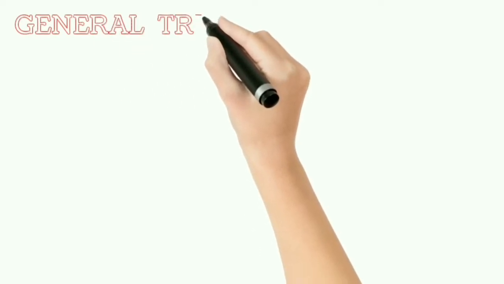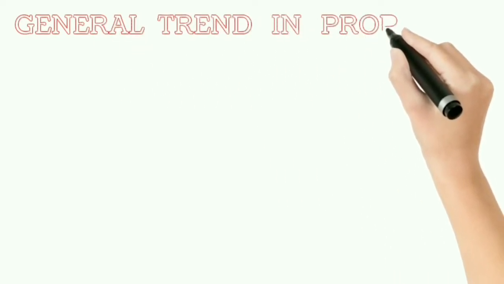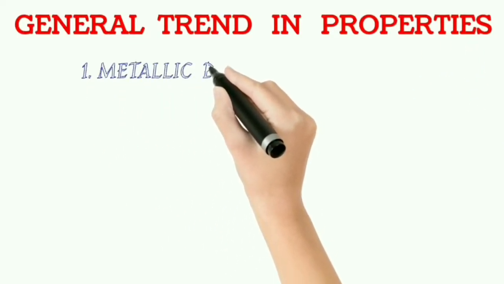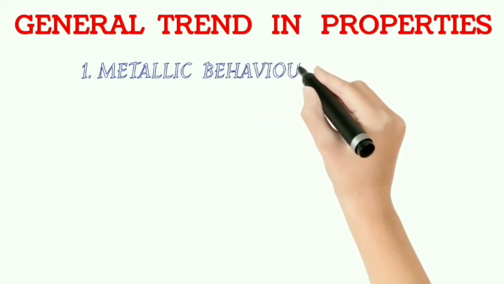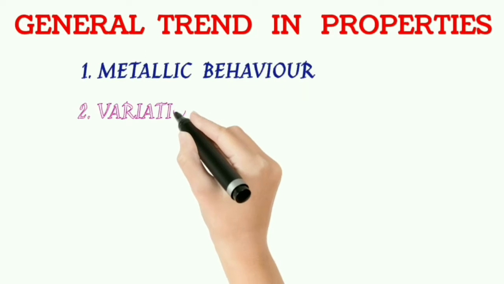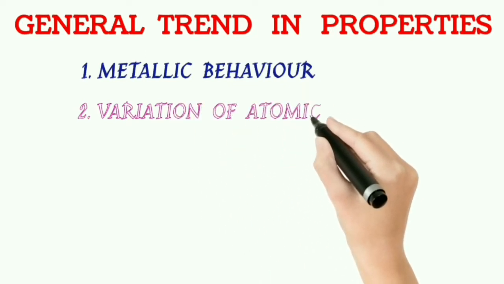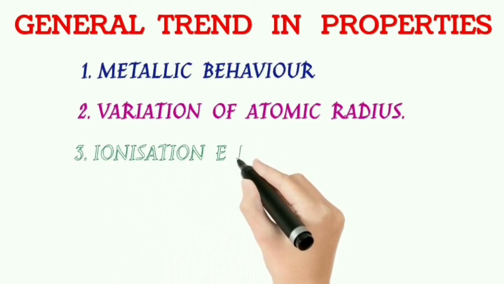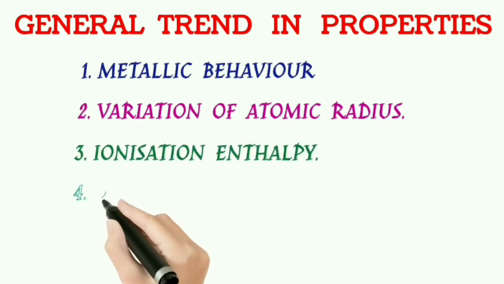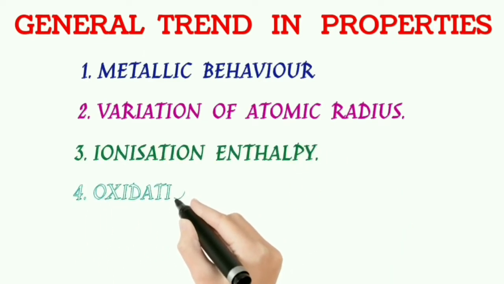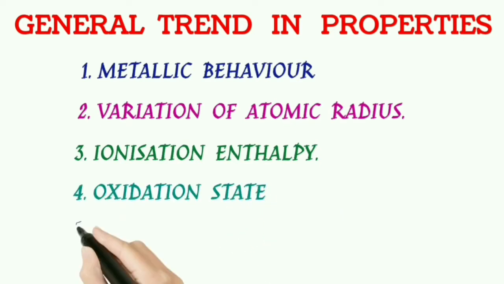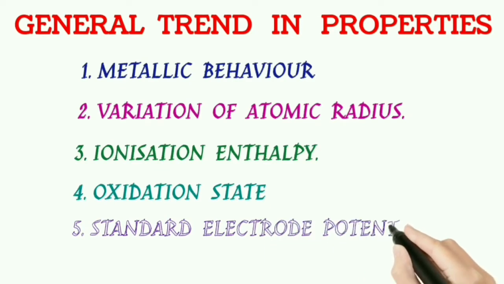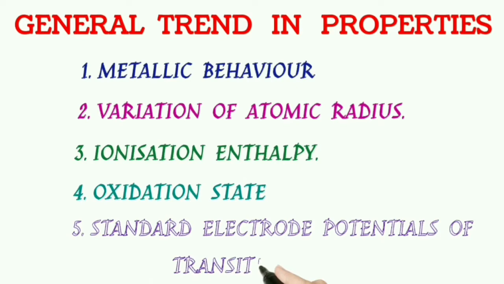Now let's see the general trends in properties of all the transition elements in the series of 3D, 4D and 5D. The very first property is the metallic behavior of the D block element. The second property is about variation in the atomic radius and ionic radius. The third property is ionization enthalpy. And the fourth property is oxidation state. Okay, and the next property, a very important thing you have to discuss, is the standard electrode potential of the transition metals.